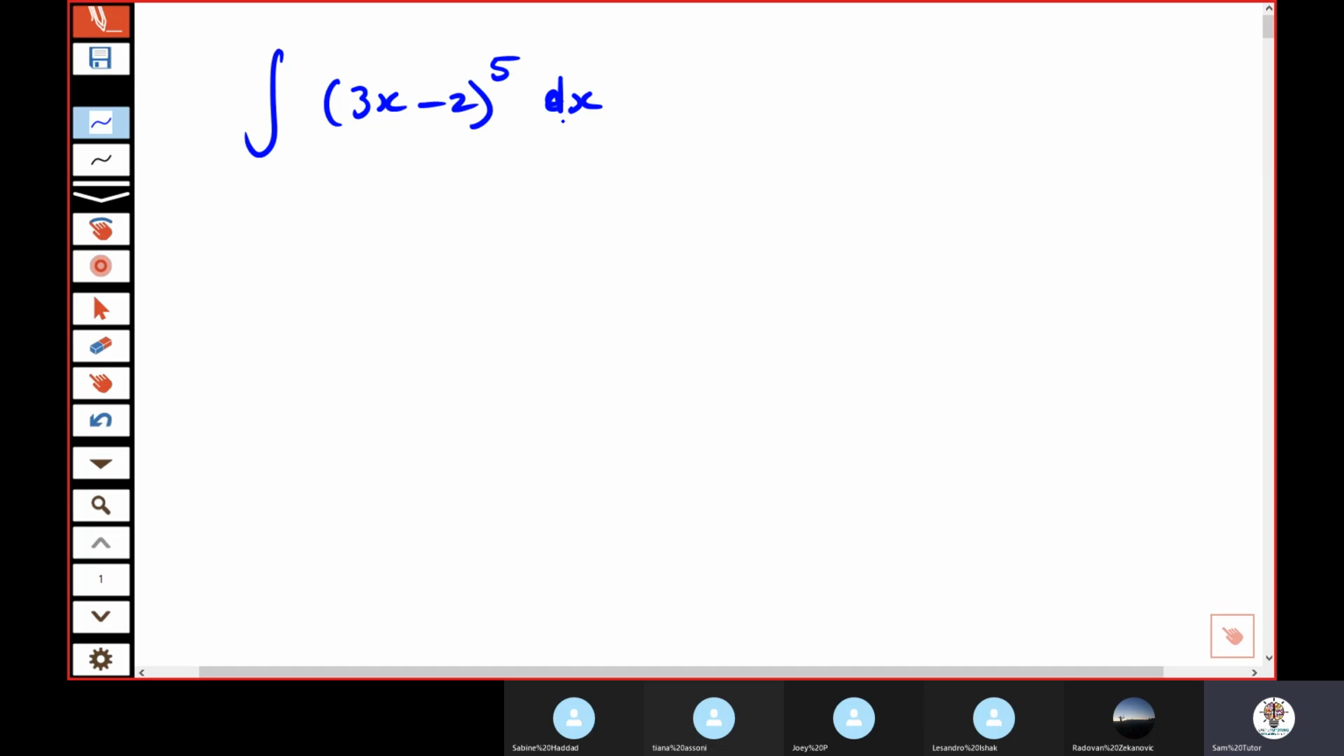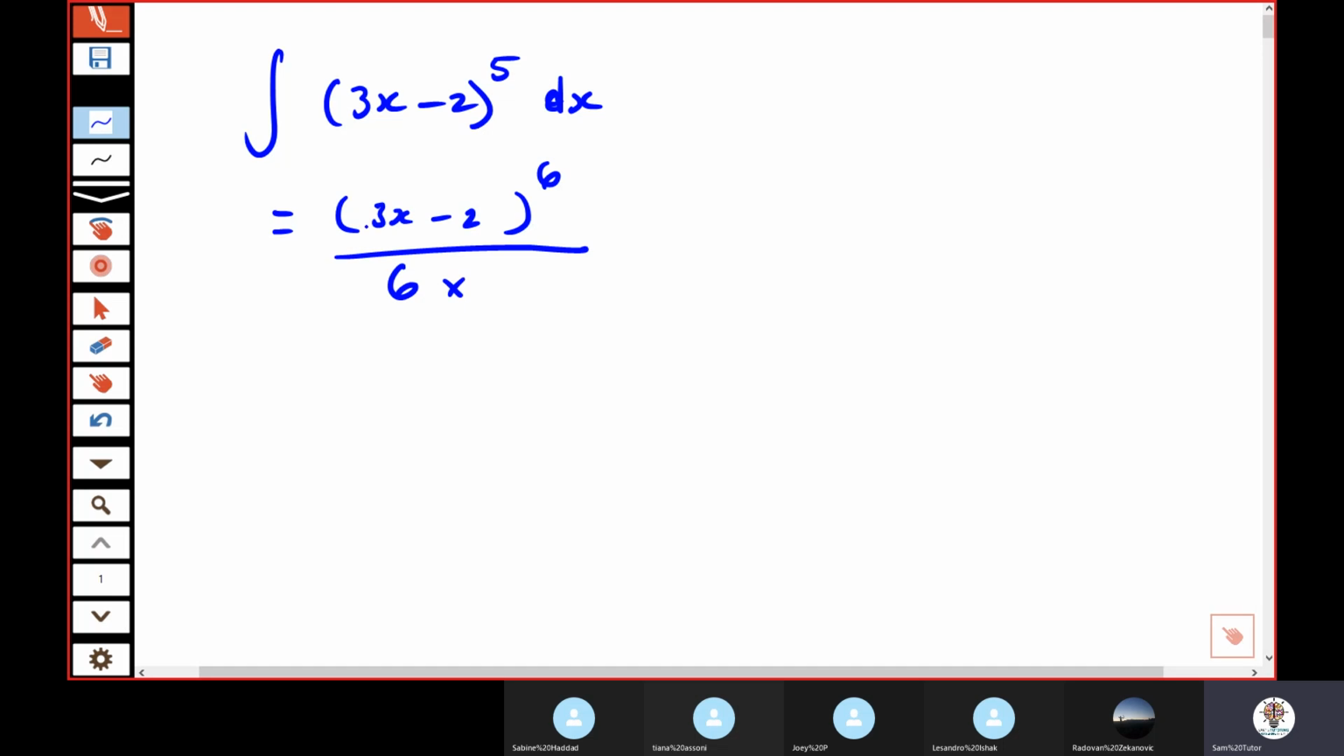It's a question like that. So it looks like a chain rule. Some students think of it as a chain rule, whatever. The way it works is fairly simple, but it's very important that you do this. It's going to be 3x minus 2 to the power of 6 on 6 times the derivative of the inside.